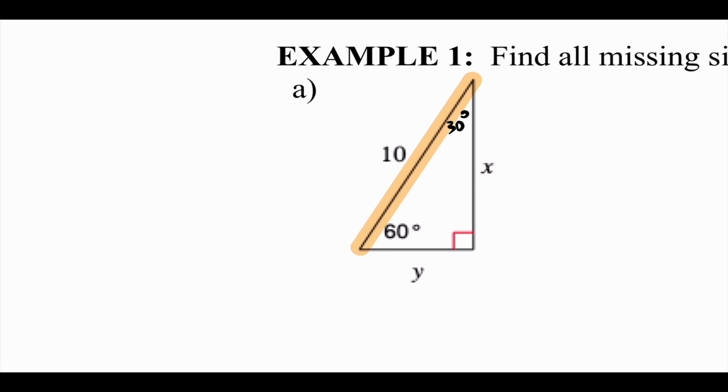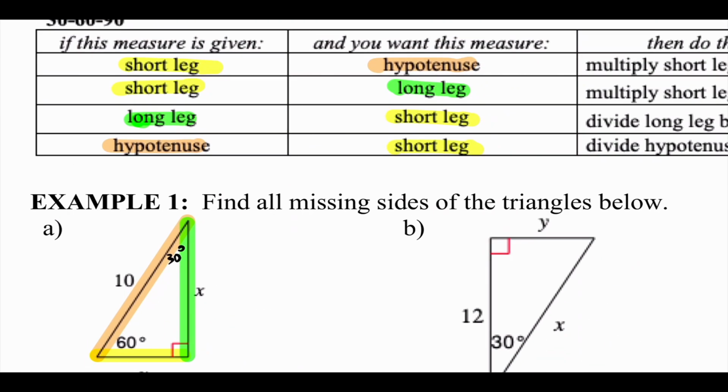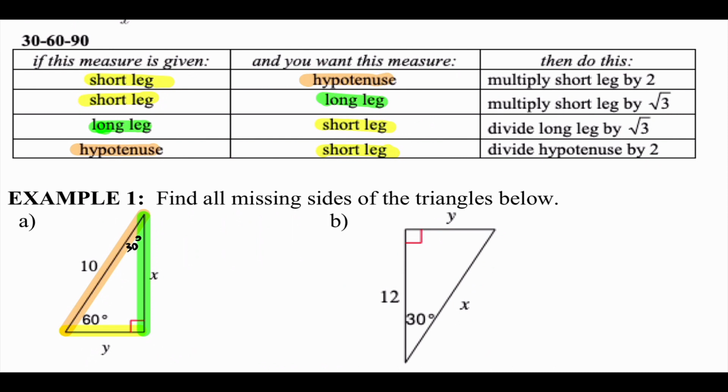Okay, let's go to x. Is x the long leg or the short leg? It's the long leg because it's made by the 60-degree angle. This 60-degree angle made the green side. And then the short side, I'm going to color code it just so that it's a little more clear, is y. So we have to figure out the short side and we have to figure out the long side. Doesn't matter which one we do first. At the end, we just have to have both. So I'm going to go to my cheat sheet here. This is what you're going to use more than anything, this table right above it.